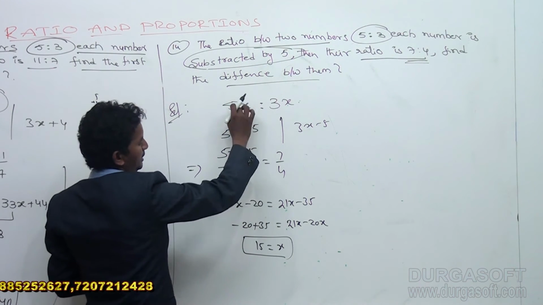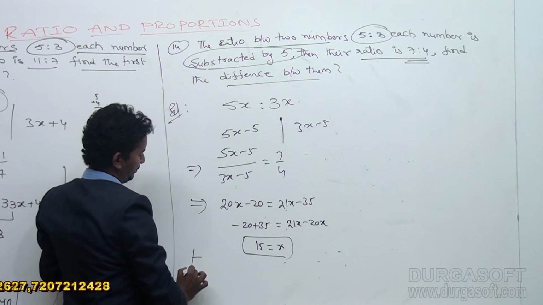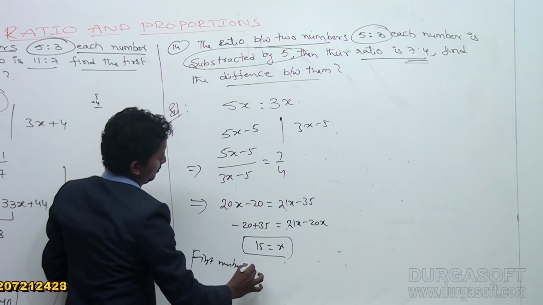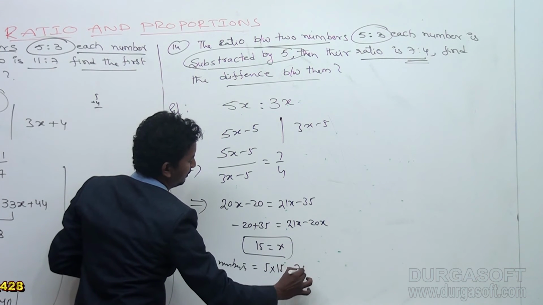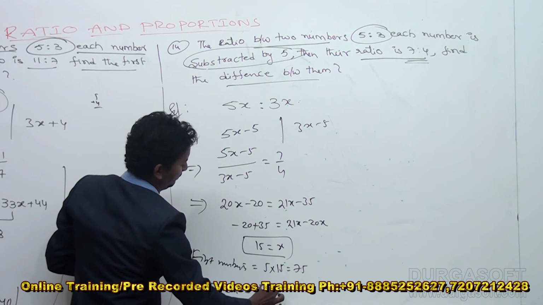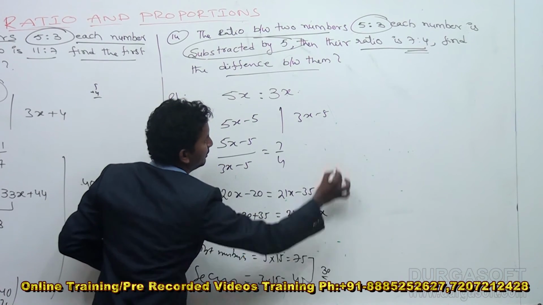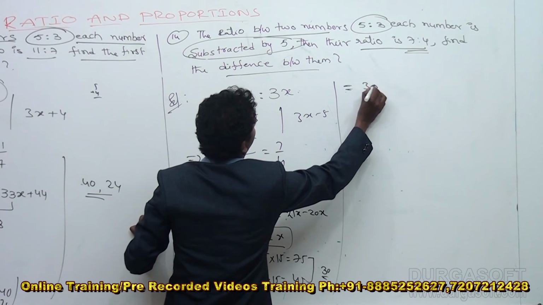The first number is 5x, that is 5 into 15, which is 75, and the second number is 3 into 15, which is 45. The difference between them is 30.